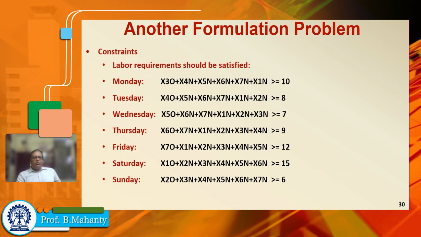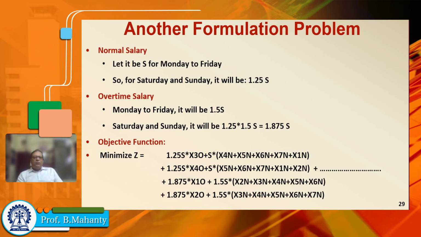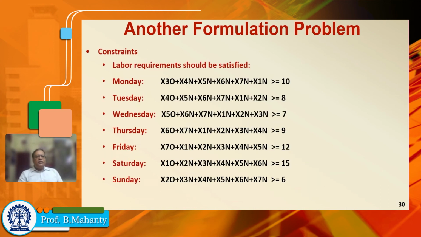Because let's say 1.25 into x3o plus S into all these, and these are the figures. Then all these numbers should be greater than or equal to all these: 10, 8, 7, 9, 12, 15 and 6. All right, so far so good.